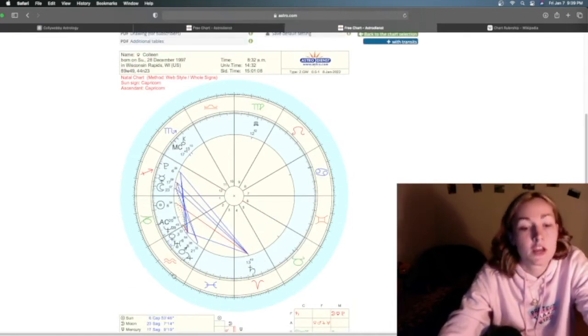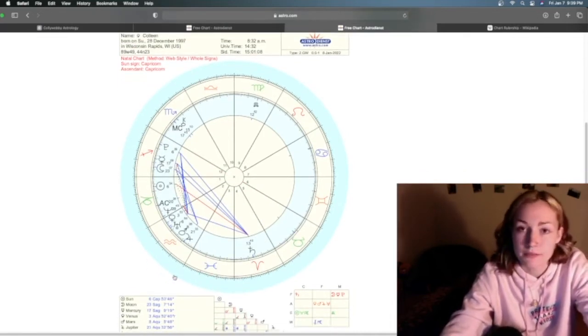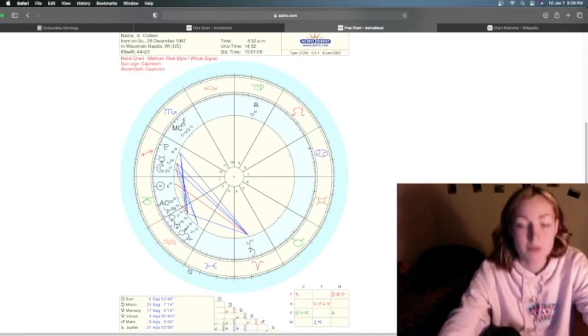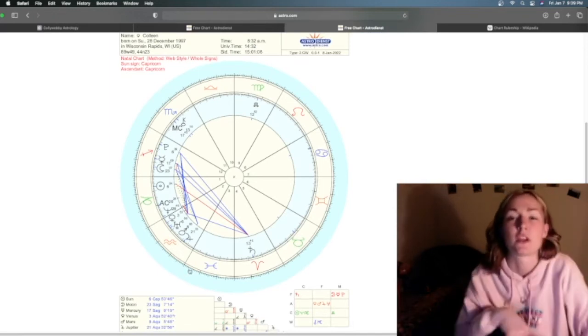So let's talk about what benefics and malefics represent in the chart. Basically, there's two things that we can talk about here.